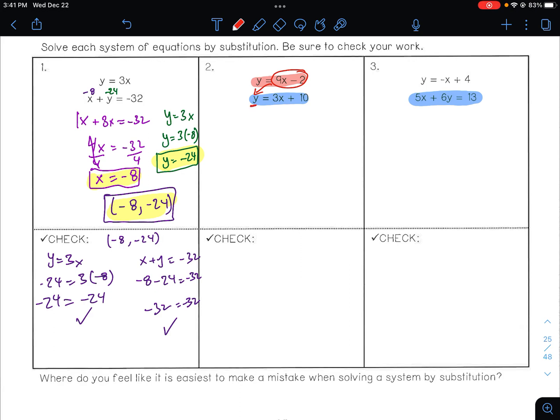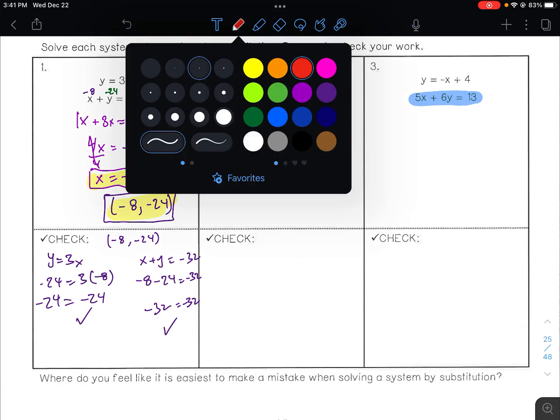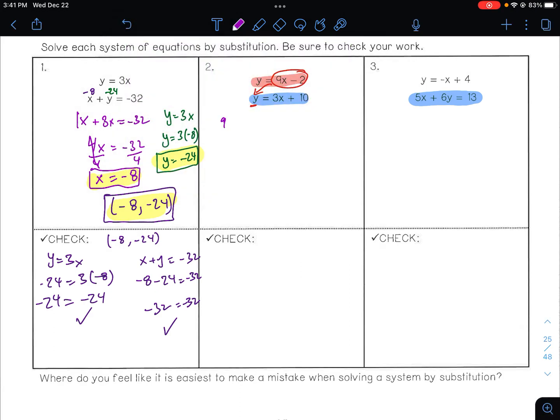So I'm going to replace this y right here with 9x minus 2. 9x minus 2 equals, and then bring this part of the equation down, 3x plus 10. All right, how do I solve this? Well, get all my x's on one side. So I'm going to get rid of that 3x, and that equals 6x. Now that I've determined my x's are going to be on the left side, I need to get rid of everything else here.